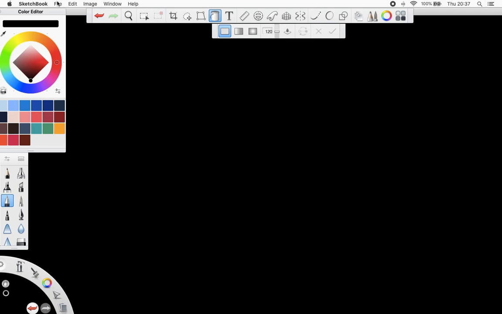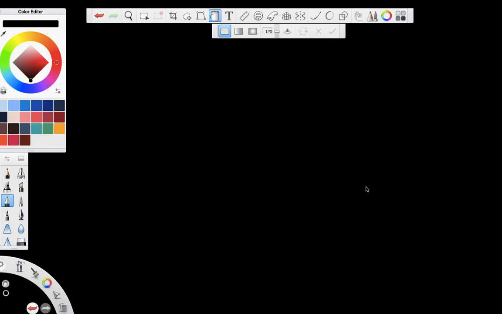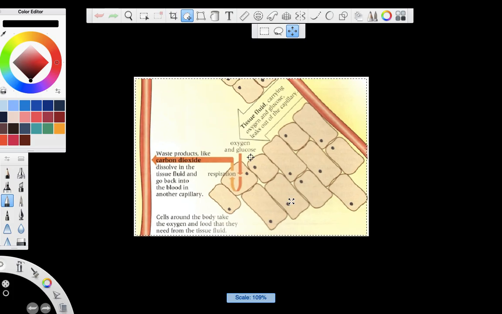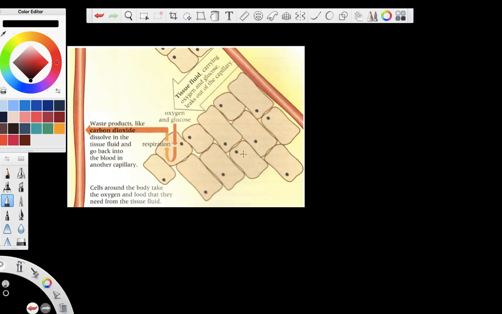I'm going to add the image, and we're going to give myself a bit of room so that I can write next to it. Okay, so all we had so far was that these are cells respiring. Okay, now once the cells have oxygen and glucose, they carry out respiration, forming carbon dioxide and water.